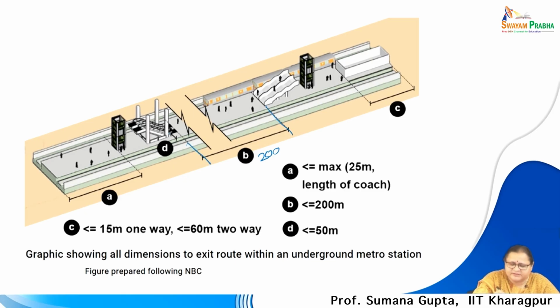D is the width of the corridor, the width of the platform, which should be less than or equal to 50 meters. Now, coming to C, what is C? Here you can see the train is there. From the train to the end of the station, it should be less than 15 meters on one way, less than 60 meters for two way. The figure has been prepared following NBC, because the points are given in NBC, and this schematic drawing has been prepared based on that.